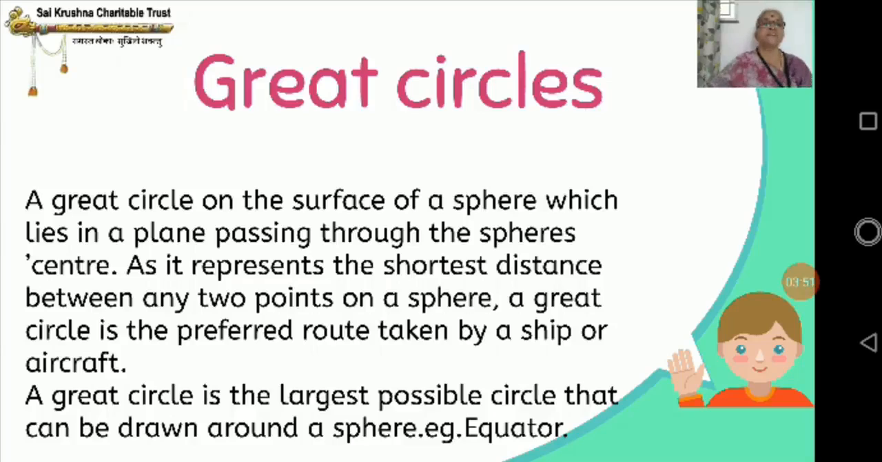So what is a great circle? It's the shortest route. If you want to take the shortest route, you want to fly from here to America, will you try to go all around the world and reach the place? It will take a lot of time and fuel. So in order to avoid all that, you will select the shortest route, and the shortest route falls on the arc of the great circle. And which is a great circle? Here we have studied the equator.